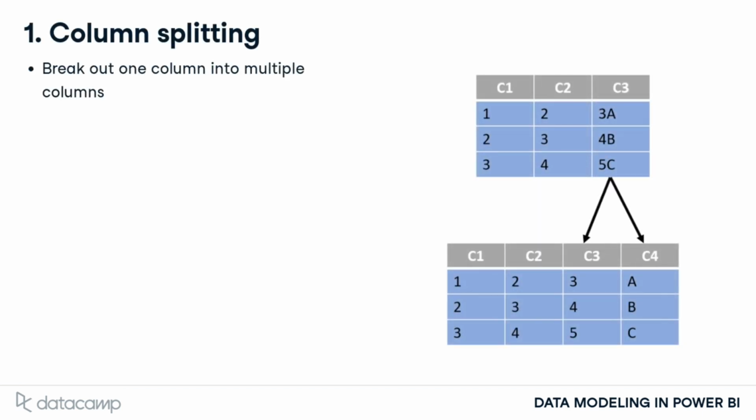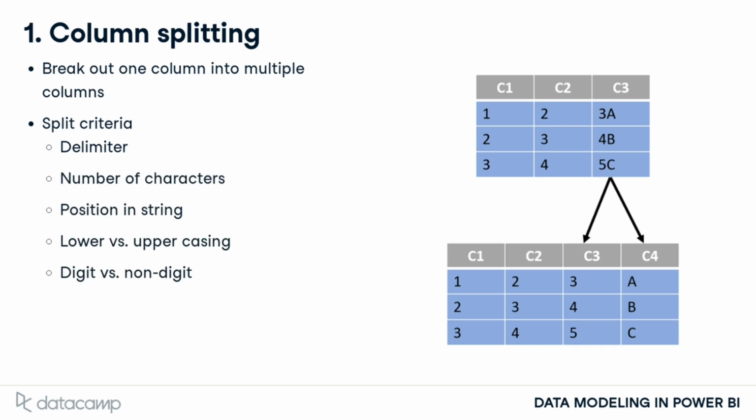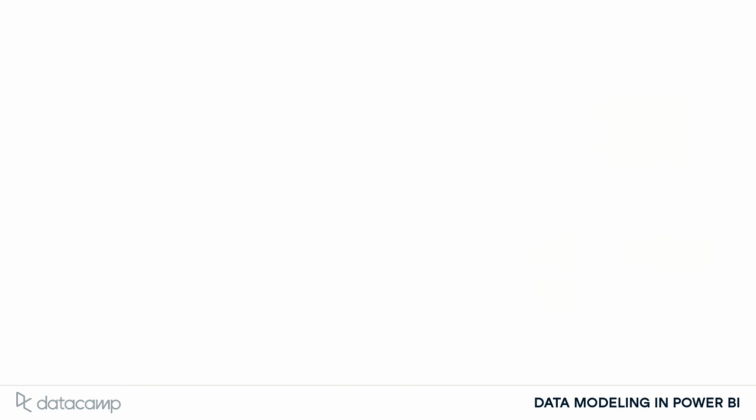Column splitting breaks one column out into multiple columns based on split criteria. It could be after a delimiter, such as a comma or tilde. For serial numbers, we might split after a number of characters, for instance, the first 5 characters representing the brand and the next 3 the product. In the example on the slide, you notice 3A got split into 3 and A.